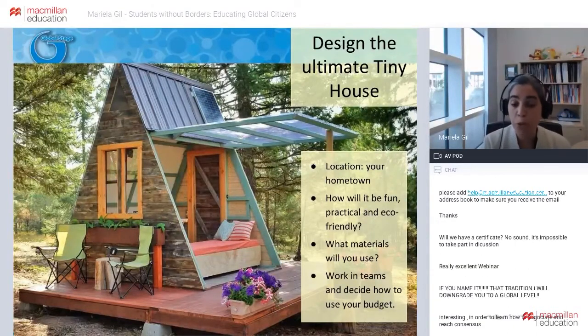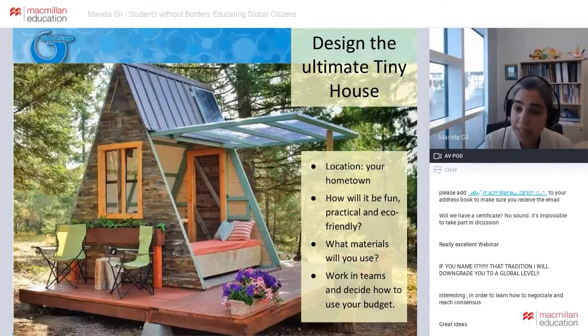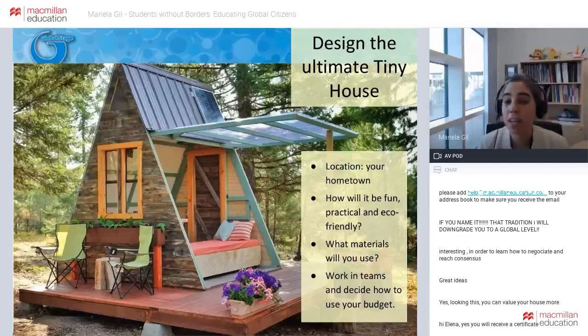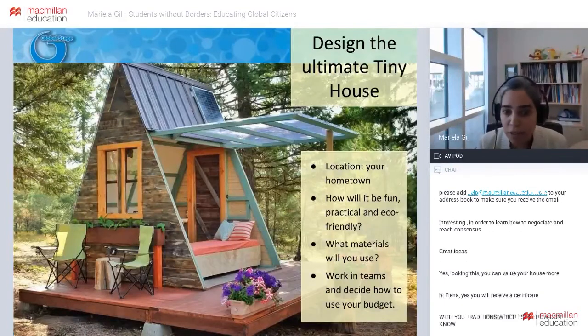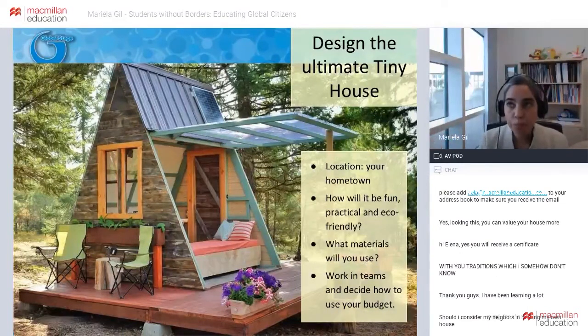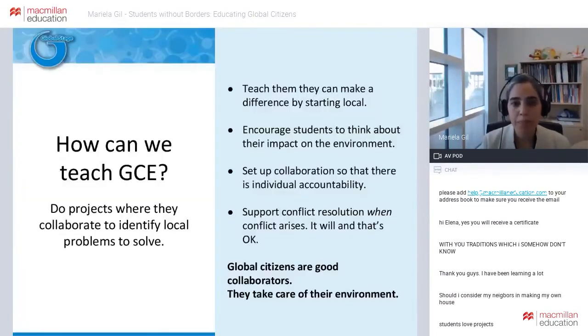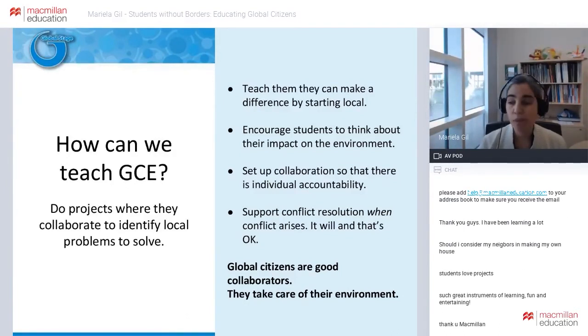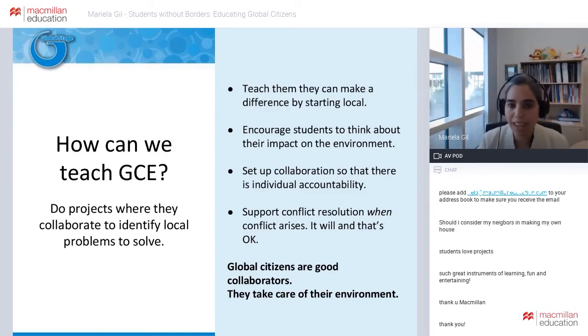You could have your students work in teams, and then give them a task that is difficult and requires them to negotiate with each other. How do you decide your budget? How will you use this very limited budget to do all of these things I've asked you to do? Make it fun, make it practical, make it eco-friendly. So this is just one example of how you could take a typical project, design a home, and then incorporate global citizenship aspects to it. So what are the global citizenship aspects? We're starting local. We're having them notice their environment and how it works where they live, where they know.